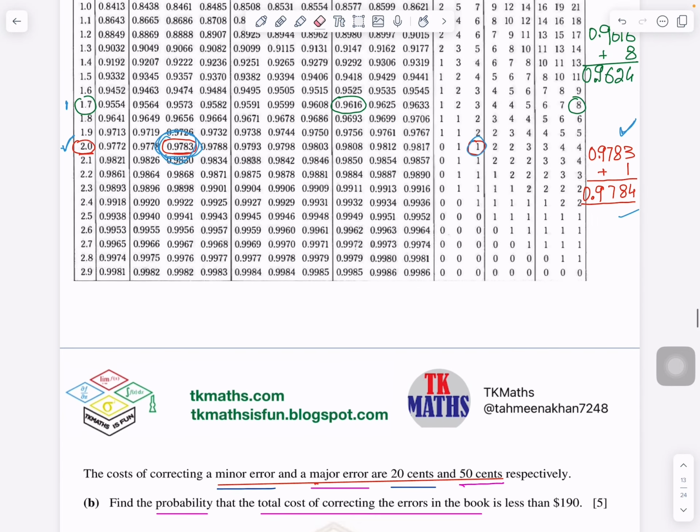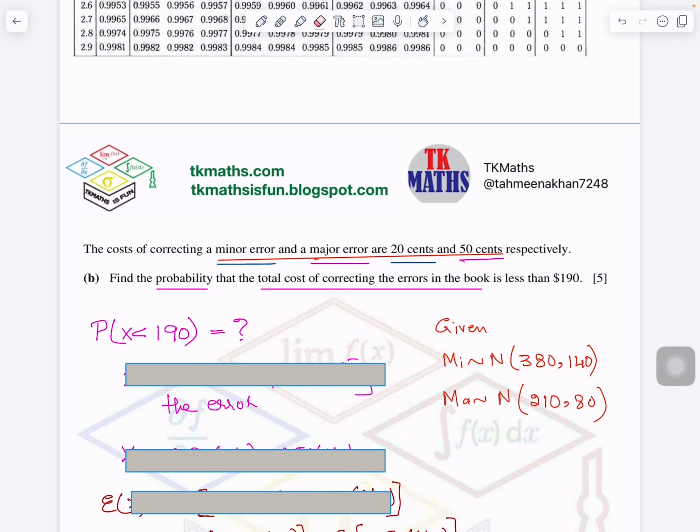Let's do part 2. In part 1 we were only talking about the mean and variance for the errors. Now we are talking about cost. So for every minor error, the cost is 20 cents, and for major it is 50 cents. What you have to do is find the probability that the total cost of correcting the errors, which includes both major and minor, in a book is less than $1.90. So this is your question basically. But don't forget, this is in cents and this is in dollars.